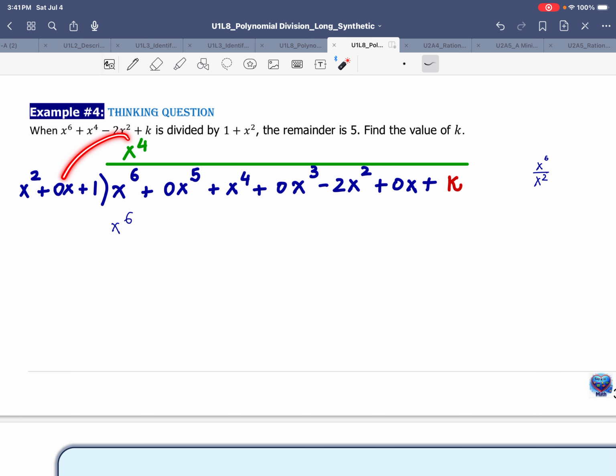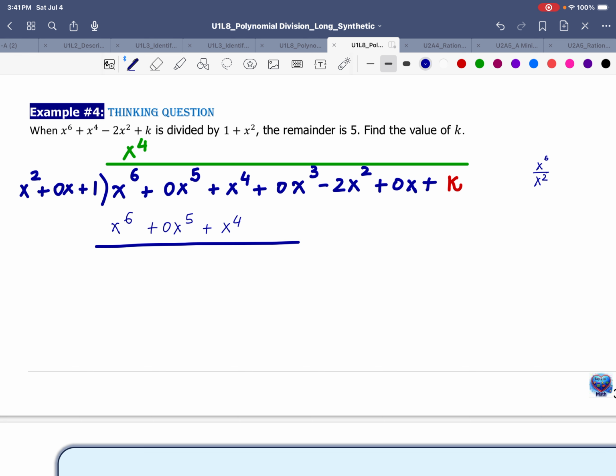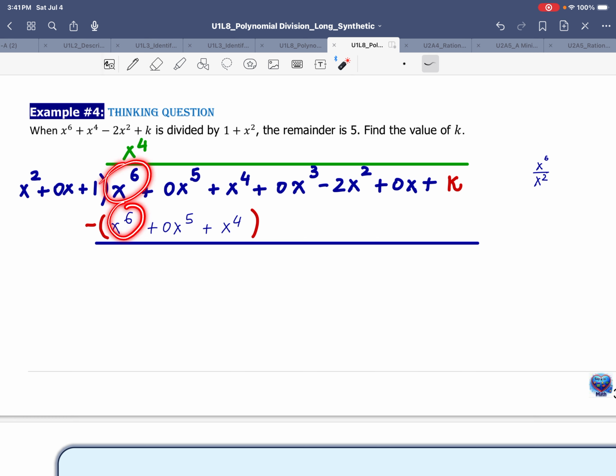And then 0x to the power of 5. And then we have 1x to the power of 4. Let's draw the line, and we'll subtract whatever we created here from the given polynomial. Now we have x^6 minus x^6 is 0x to the power of 6. We don't really have to write it. I'm just going to list it here so we can see it for now.